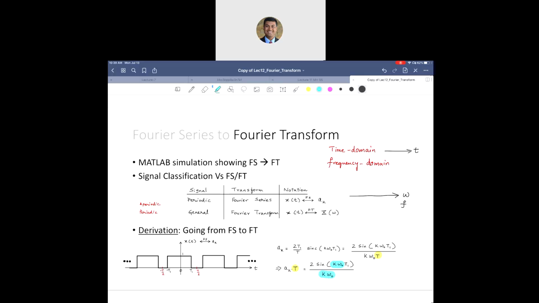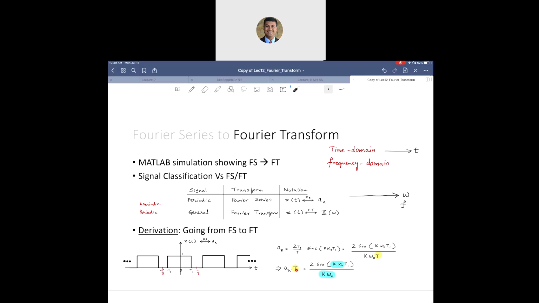What are k omega naught? When k is changing, you're scanning over multiple harmonics: 1 omega naught, 2 omega naught, 3 omega naught, and so on, for the fundamental, second harmonic, third harmonic, and so on. So k omega naught is essentially like sampling the function 2 sine(omega T1) divided by omega.